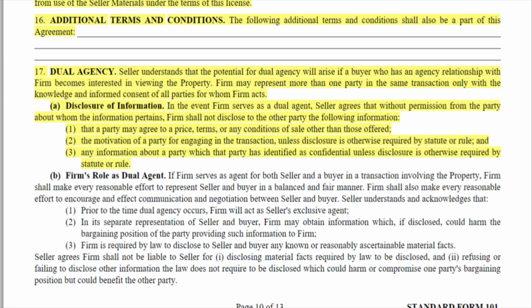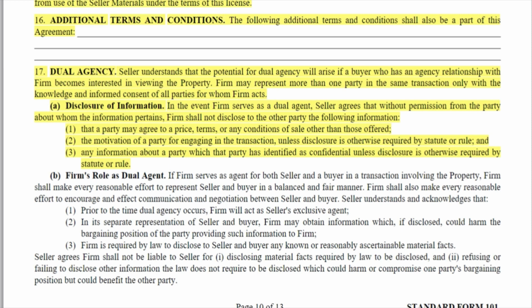Number two, the motivation of a party for engaging in the transaction, unless disclosure is otherwise required by statute or rule. And number three, any information about a party which that party has identified as confidential, unless disclosure is otherwise required by the statute or rule.